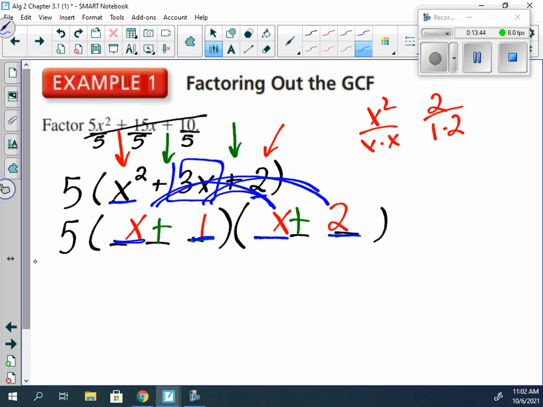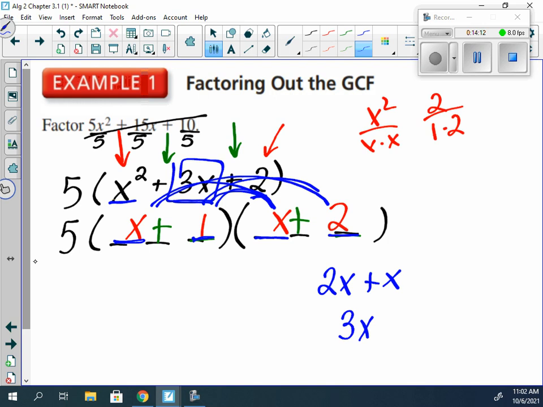So that'd be our x times 2, which is positive 2x. And then our 1 times x is x. And what is 2x plus x? Is that what our middle term was before we factored? Well, yes. So the middle term matches up, doesn't it? Because when I multiply this back together, we do get 3x.